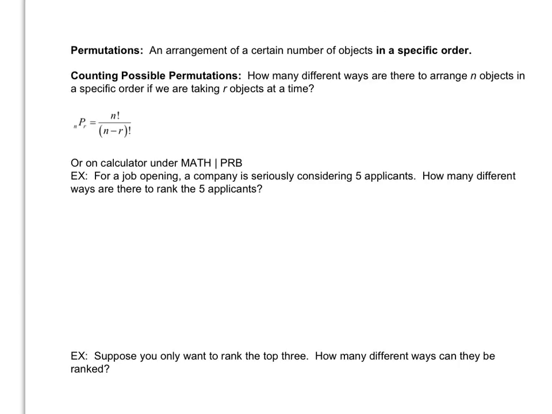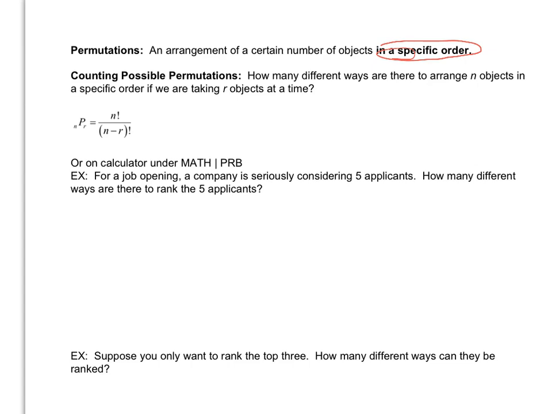Two other very important rules when arranging objects are what are called permutations and combinations. So a permutation is an arrangement of a certain number of objects in a specific order. So the key phrase here is "in a specific order." Okay?